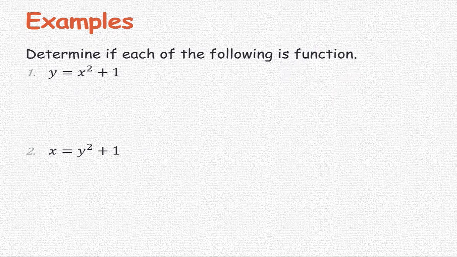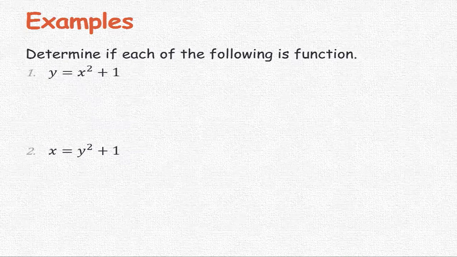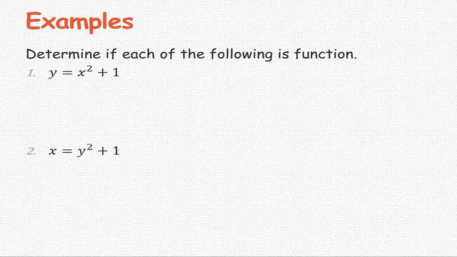In these examples, we are going to determine if each of the following is a function. The first one, y equals x squared plus 1. The second is similar, but in the form x equals y squared plus 1. We will use the vertical line test to check. We know y equals x squared plus 1 is a parabola with a translation shifting upward 1 unit.